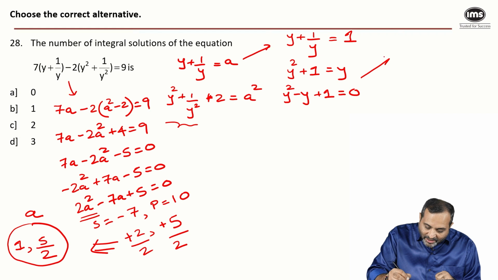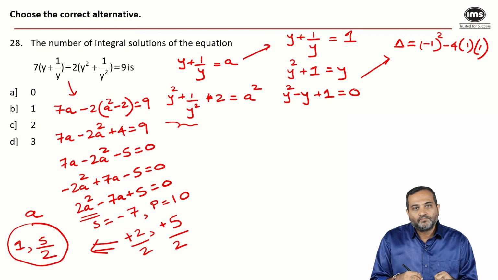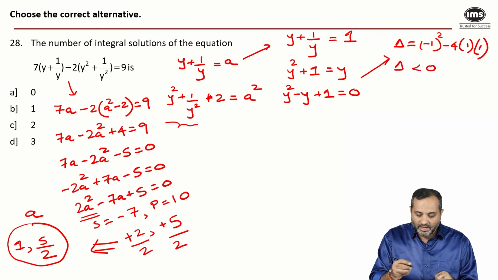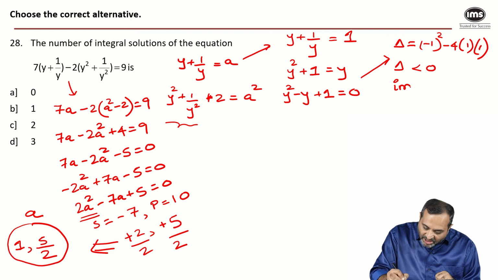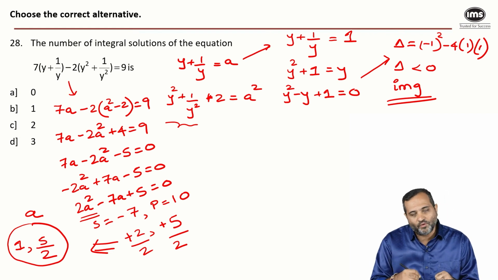If you look at delta for this equation, what do you get? Delta is equal to b square minus 4ac. Do you realize delta is negative? Hence, in this case, I will get imaginary values of y. So a equal to 1 is not giving me any integral value of y.